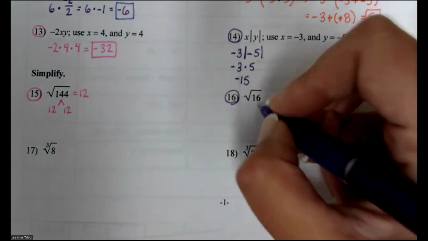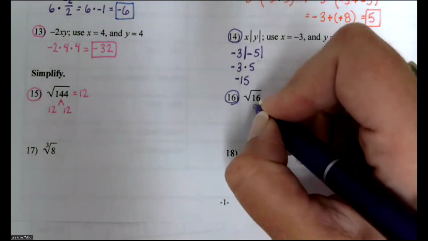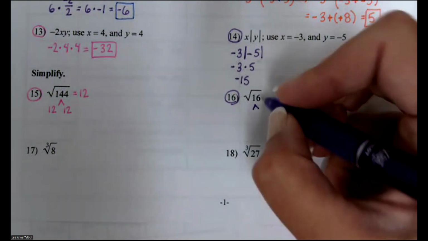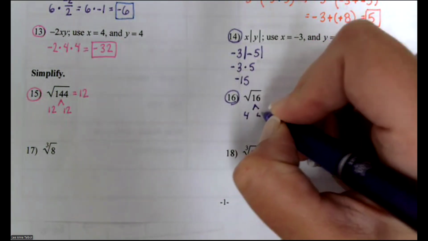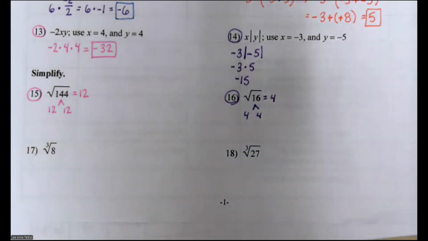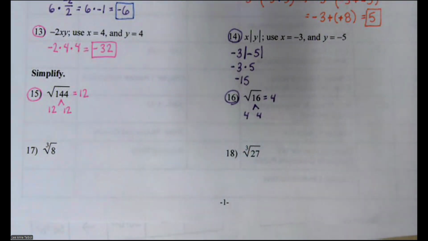Okay, and then number 16. Oh, it's the square root of 16. How fun is that? Okay, what number times itself is 16? 4 and 4. The square root of 16 is 4. Wow, that was lengthy. Not really.